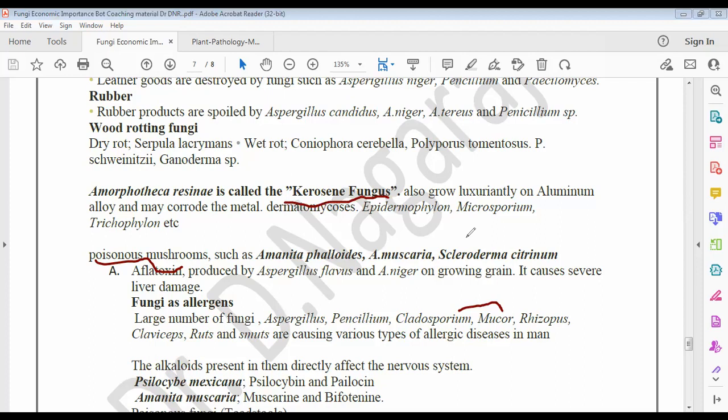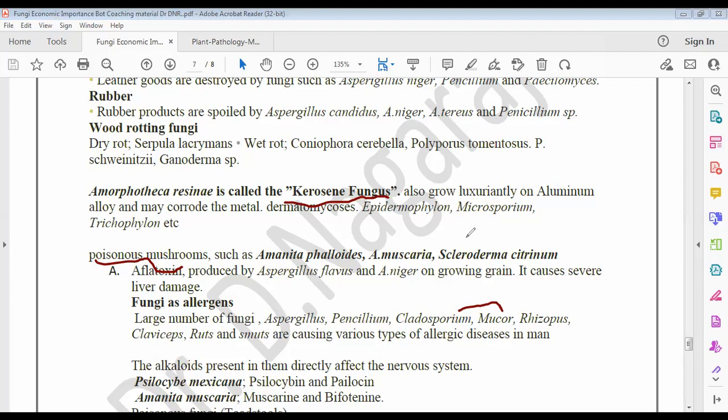Okay, which grow on kerosene, which also provide the iron material, whatever the metals, to spoil the metals. Metals will be totally spoiled if these fungi attack.